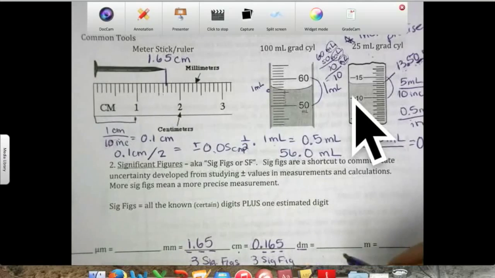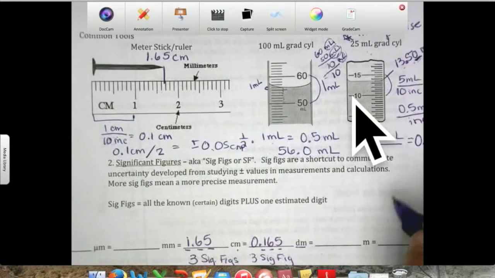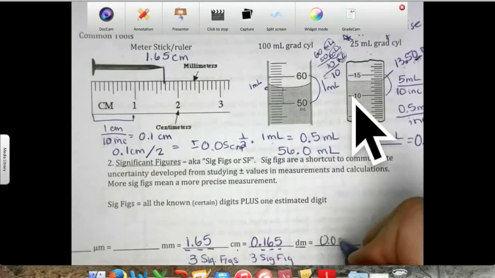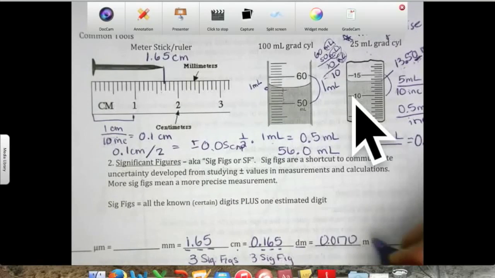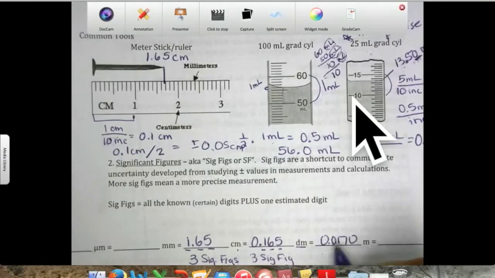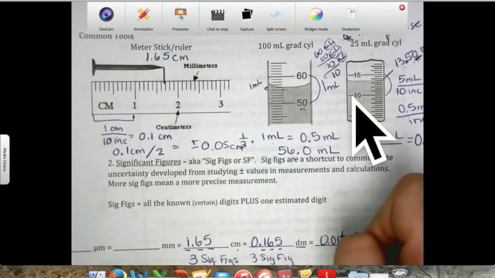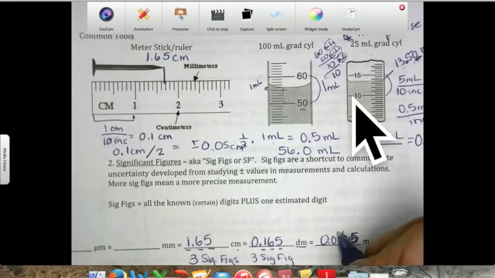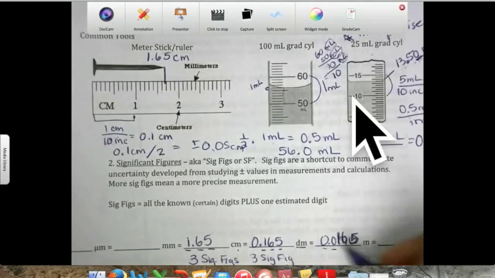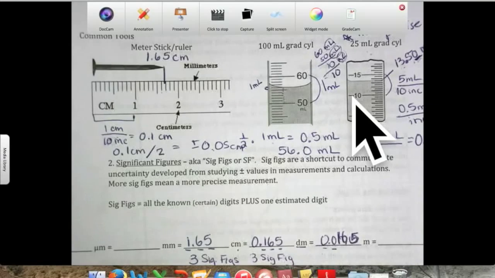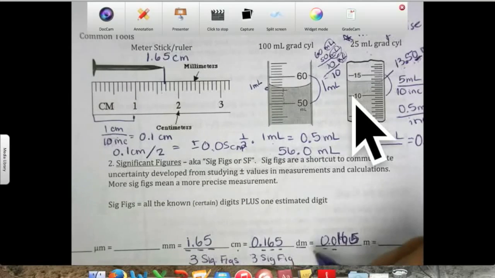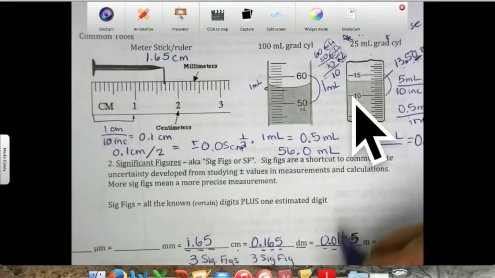Again, we're going to move it. We're going to get to meters, so we're going to look at 0.0170 meters, or excuse me, 0.165 meters. Again, these zeros are only acting as placeholders. We're moving around the same numbers. We're just putting in zeros where the decimal needs them to go, so we still end up with 3 significant figures.